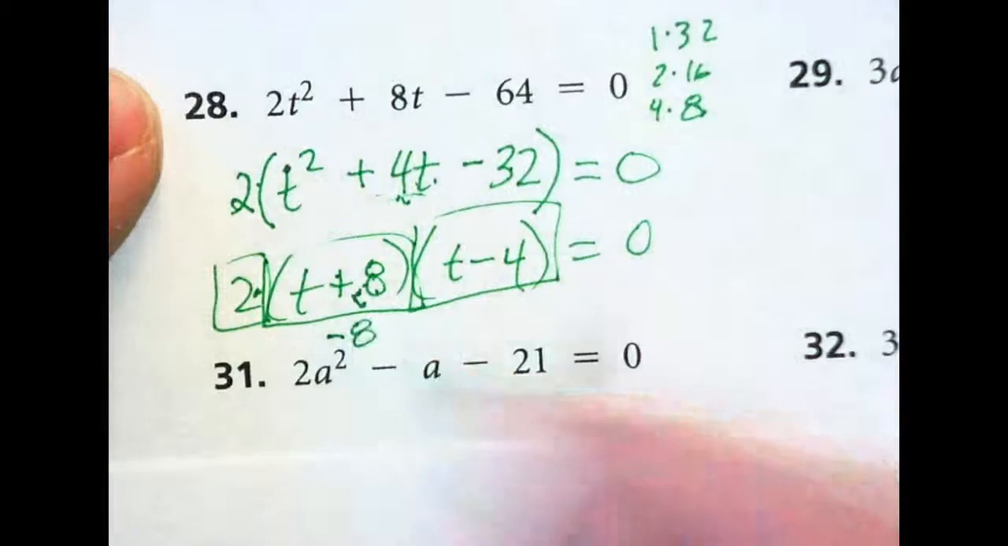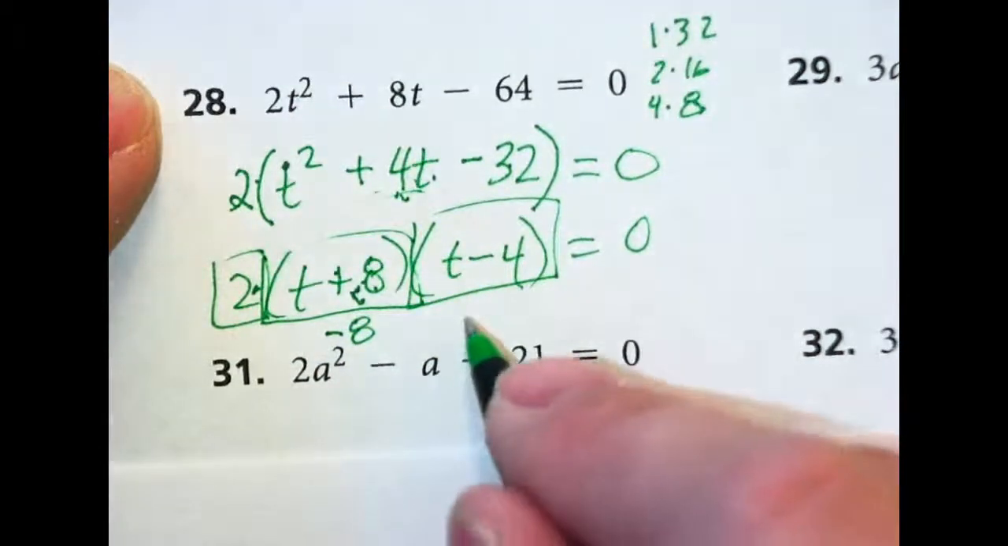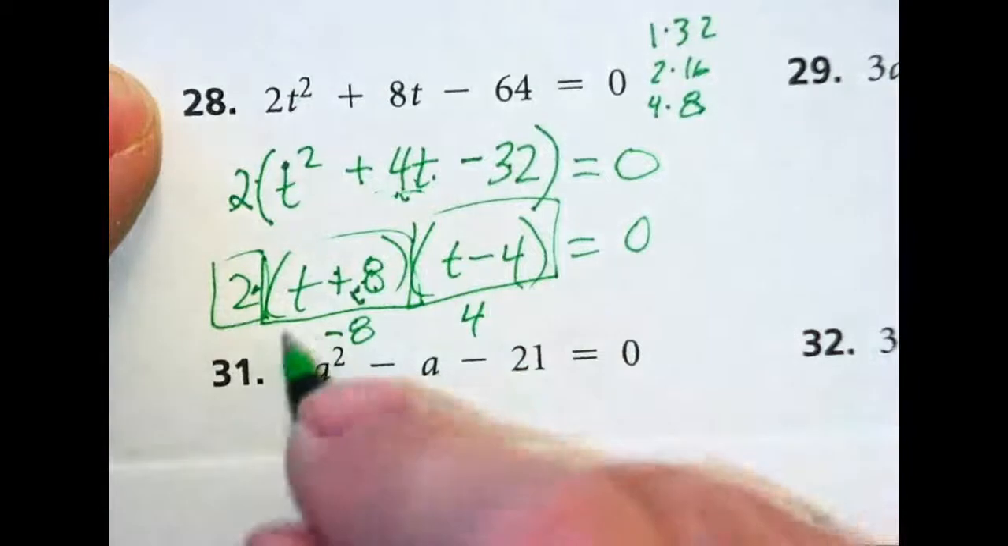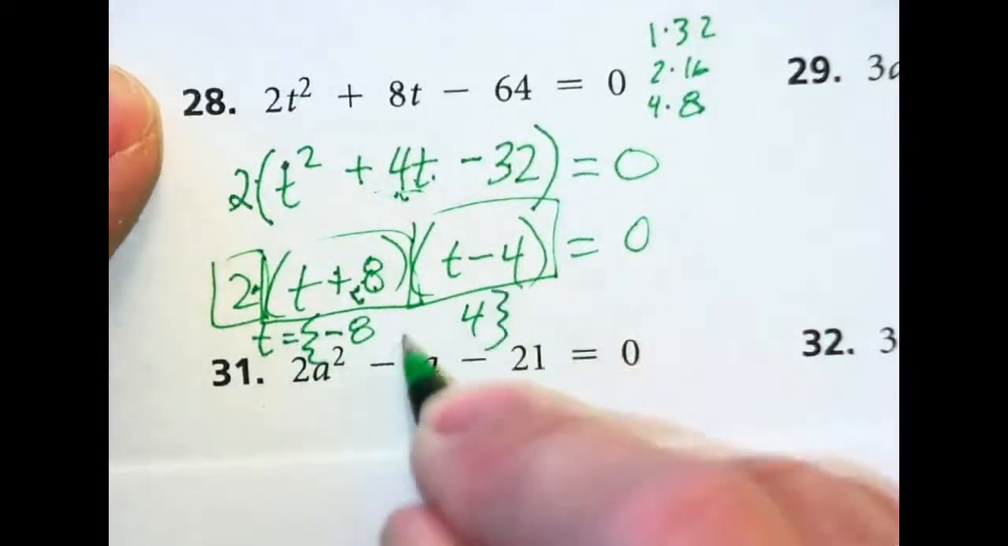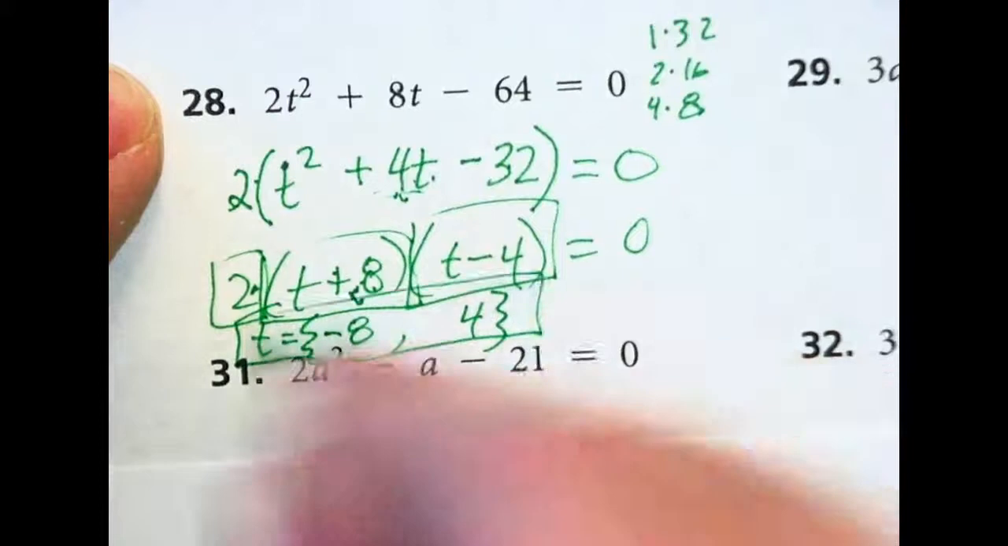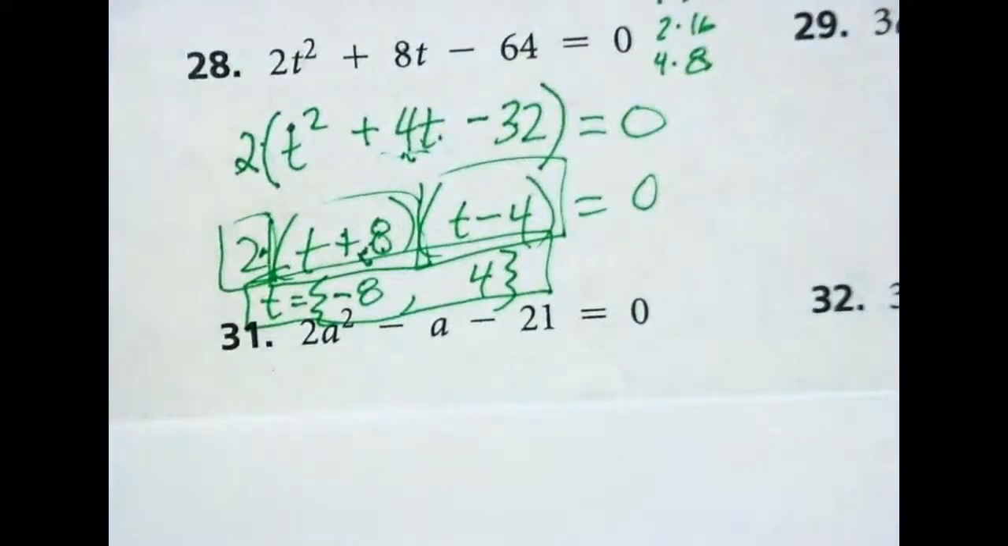Negative 8. Can we make t minus 4 equal 0? Yep, what does t have to be? 4. Okay, so our solutions are t equals negative 8 and positive 4. There we go. Those are our zeros there. We call those our zeros. All right, also called x-intercepts.